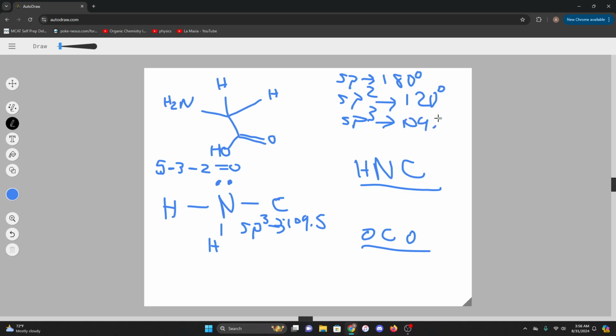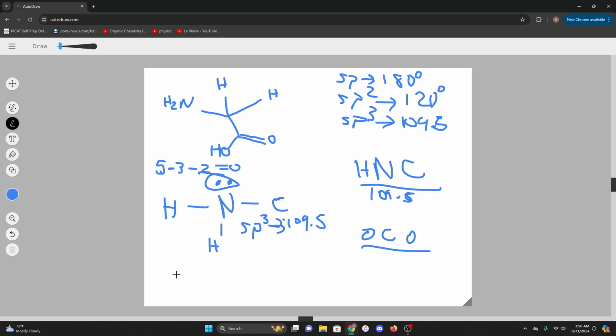Now, technically, when you do have lone pairs, it's not actually going to be 109.5. It's actually going to be less than 109.5, especially in this situation. But in this question, the option choices were just these three, so it doesn't really matter. But in actuality, with lone pairs, you will actually have a number less than 109.5.